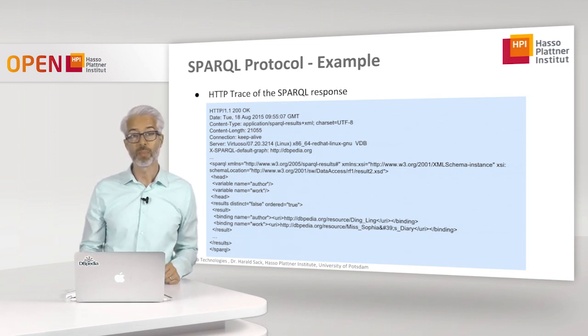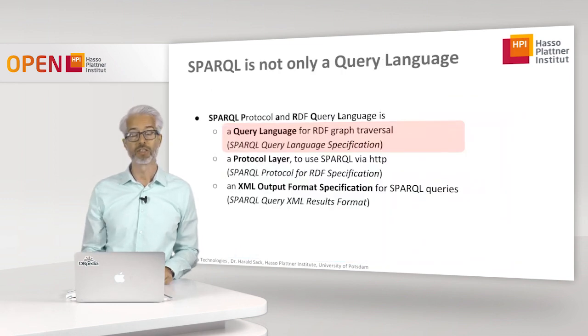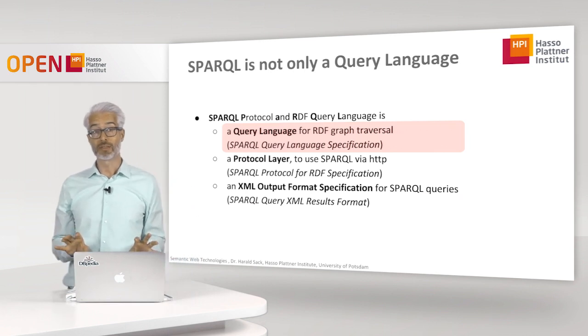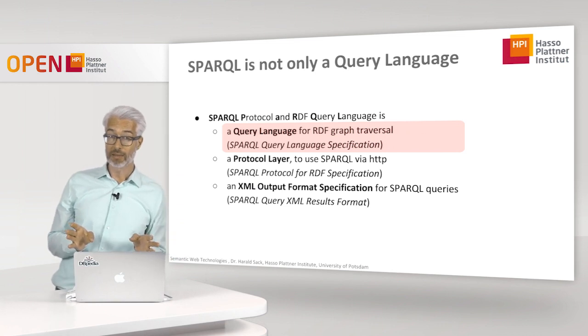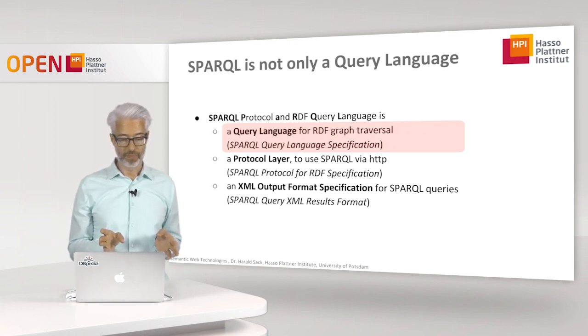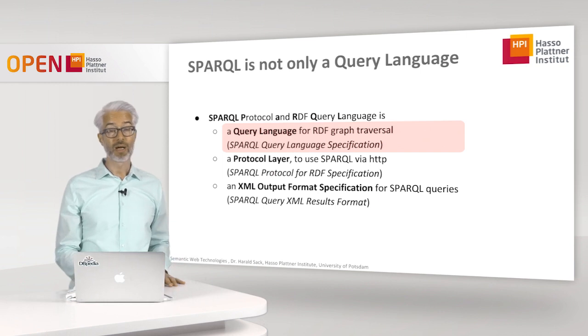So this is the SPARQL protocol, just as an example. You can trace this also on your local machine, and you will see exactly what is going on there in the communication with the SPARQL server. Okay, so these were the two parts of the XML output format specification for SPARQL queries and the protocol layer for SPARQL. Let's return to the SPARQL query language.